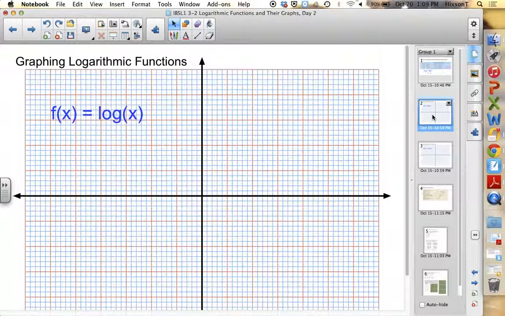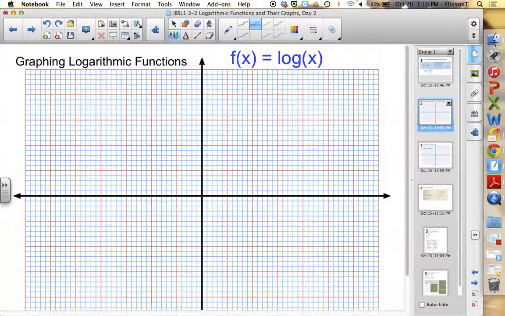Okay? Now, let's think through how we would graph this. F of x equals the log of x. One of the things that might be helpful is to kind of turn around in your mind the way you typically find points. Typically, when you find points and you have no idea how to graph something, you'll just pick some number for x, plug it in, and see what comes out, right?